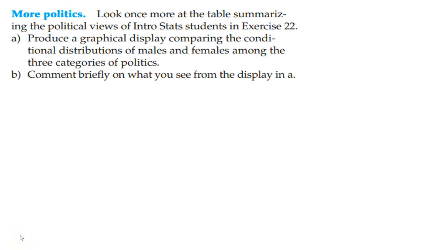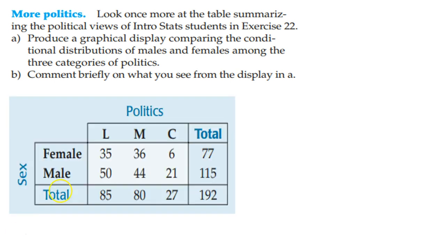All right, we are still in Unit 1. We're on Chapter 3, looking at some practice problems. Still, we're looking at this one. It is more politics. It says, look at another table here. We were doing this for our intro to stats stuff. It says, produce a graphical display comparing the conditional distributions of males and females among the three categories of politics.